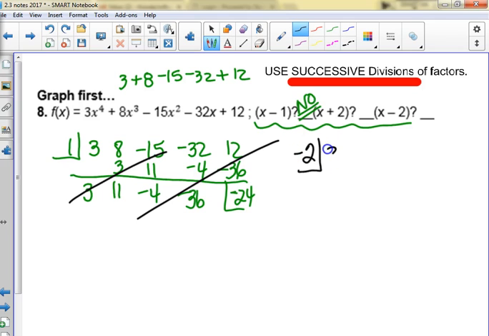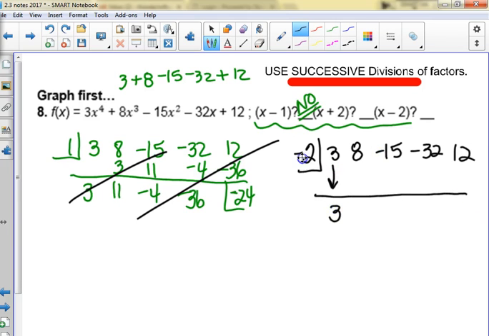-2. So we have 3, +8, -15, -32, and 12. I'm hoping this is going to work. So bring down a 3. -2 times 3 is -6. Add and I get 2, multiply, -4, add and I get -19, multiply and I get 38. Yes. Add and I get 6, multiply and I get -12, which adds to 0. So this is yes, it's a factor.